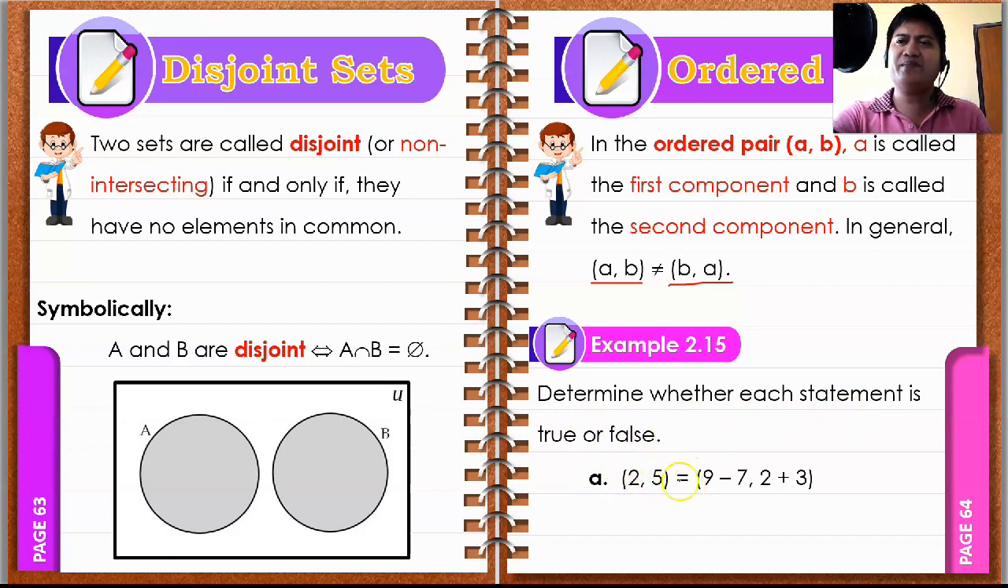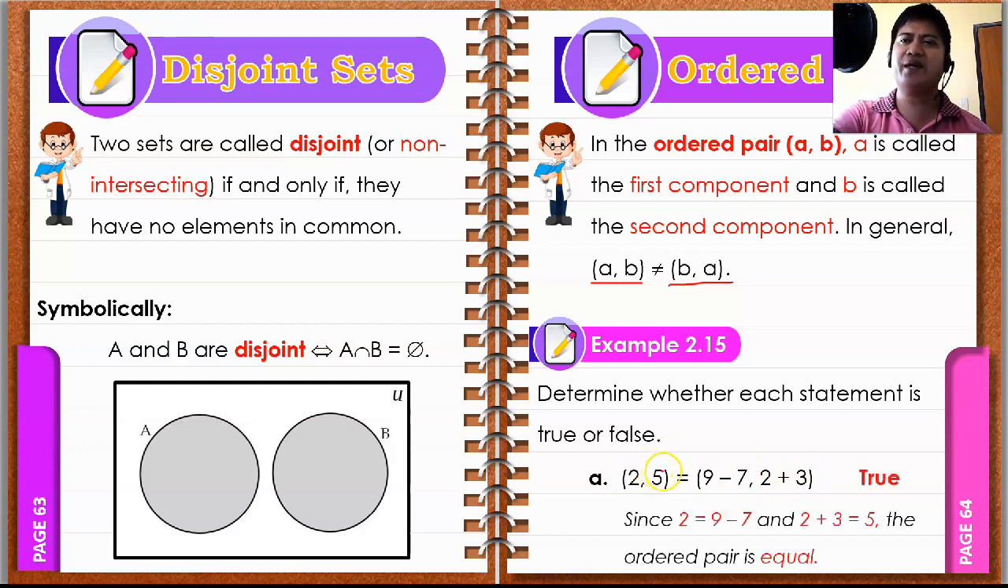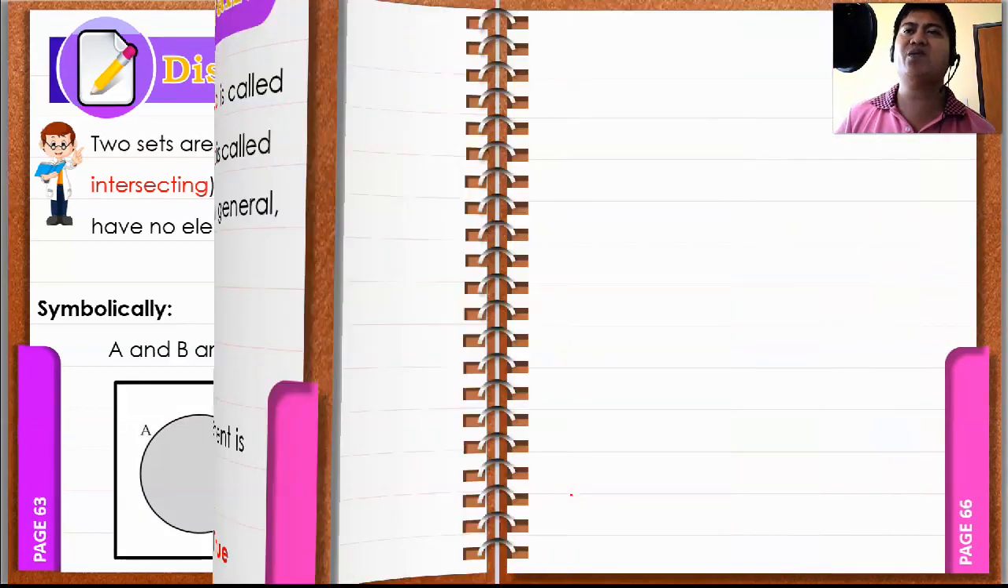So determine whether each statement is true or false. (2, 5) equals (9 minus 7, 2 plus 3). This statement is true. Why? Since 2 is 9 minus 7, and 2 plus 3 is equivalent to 5. So the ordered pairs are equal.